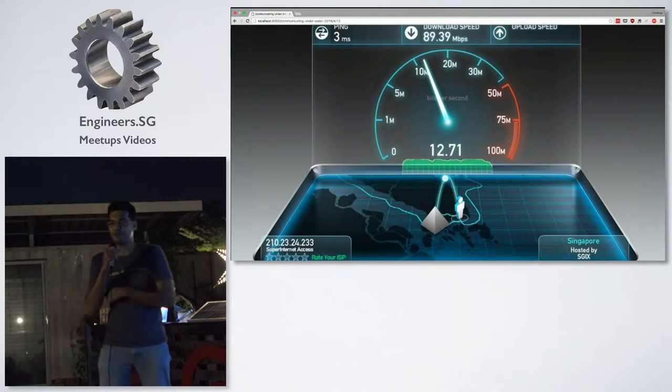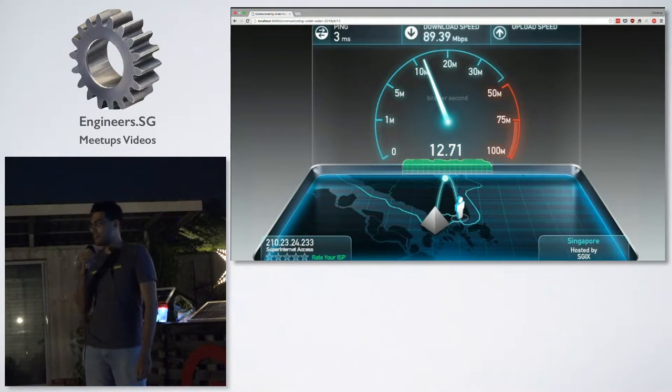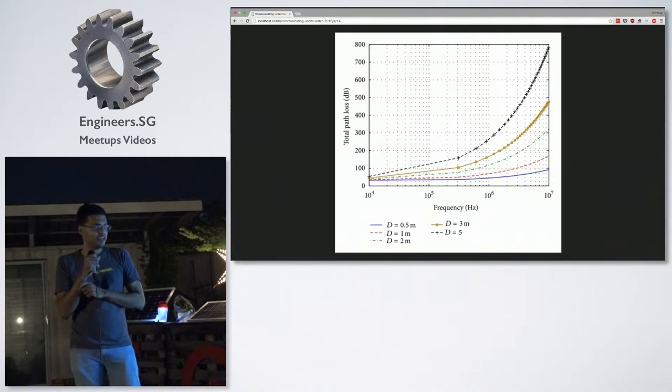The other cool thing about the internet we have on land is that you get, this is from my house, many megabytes of data per second. So it's really fast. It can go really far. This is the kind of network we are used to. In the water, there's a problem.